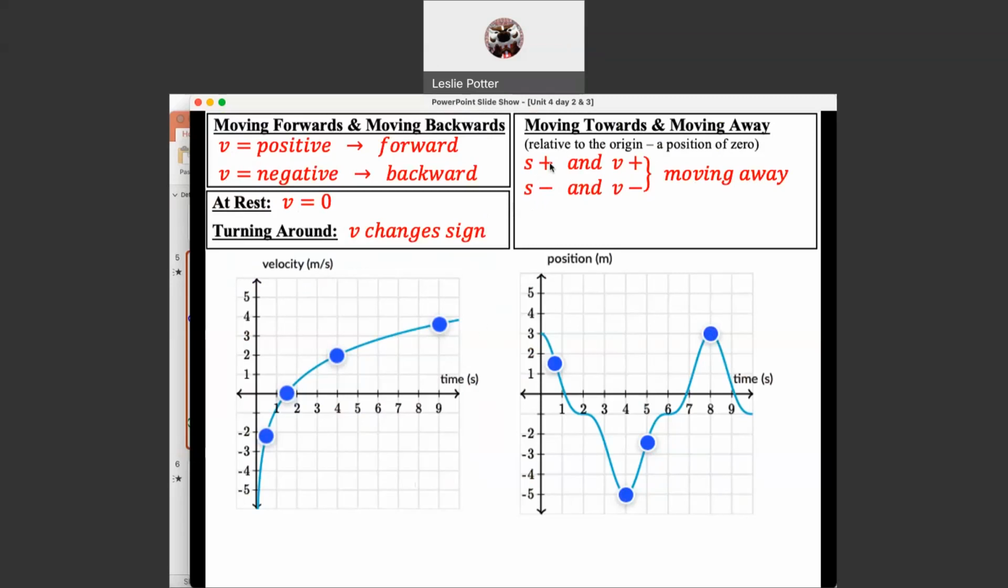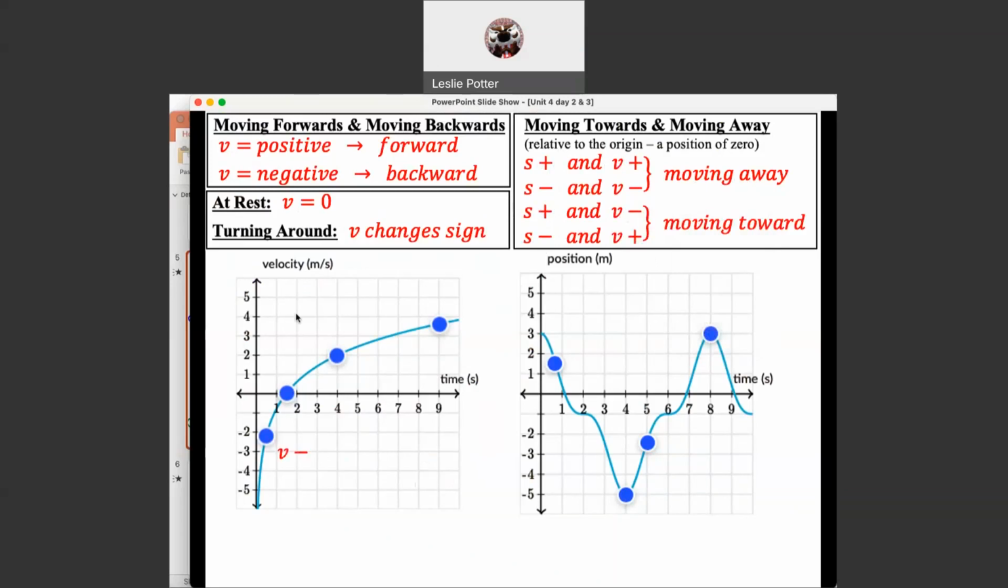So notice the signs are matching. Position and velocity signs match, means we're moving away. If the position and velocity signs are opposites, if we start in the positives and move towards the negative, then we're moving towards the origin. Or if we start in the negatives and move in the positive direction, again, we're moving towards the origin, or towards zero. So how does that look graphically?